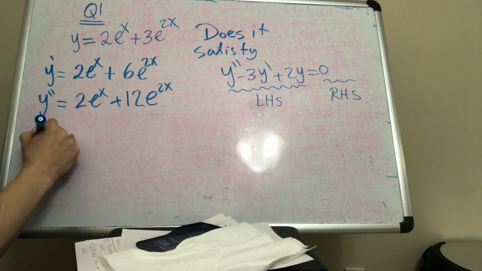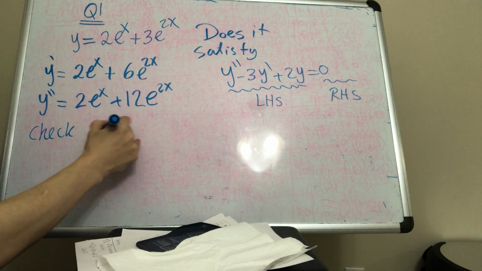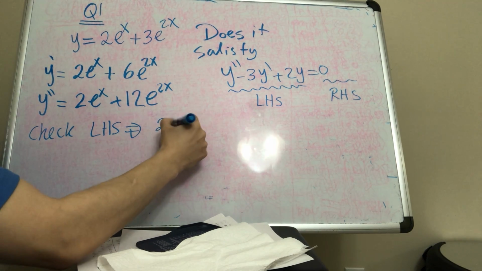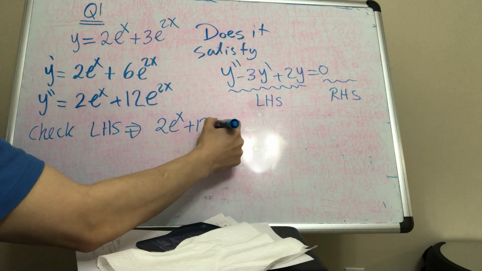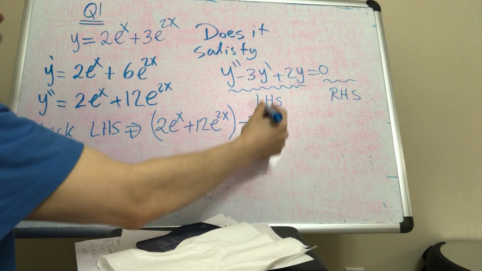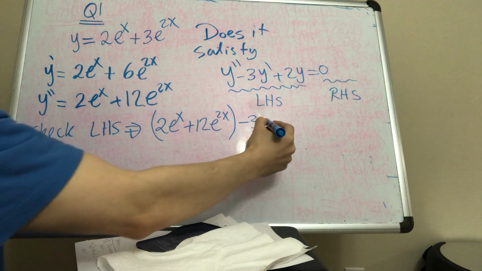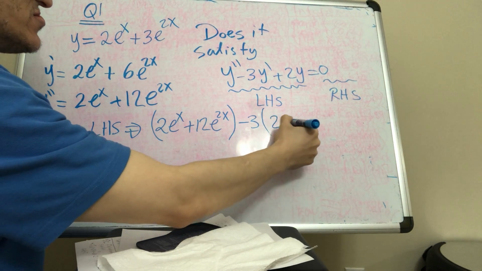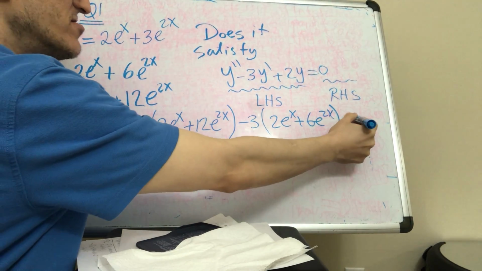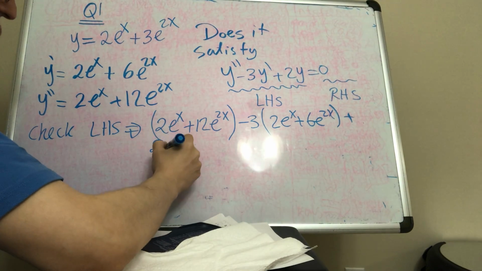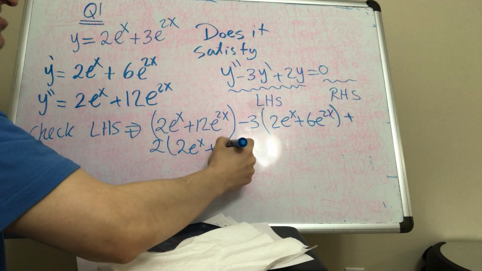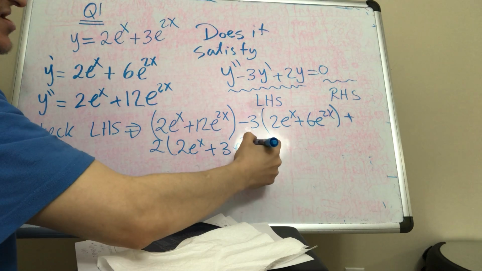Now, check the left-hand side. You need the second derivative, which is 2e^x plus 12e^(2x), minus 3 of the first derivative, which is 2e^x plus 6e^(2x), plus 2 of the actual function, 2e^x plus 3e^(2x).